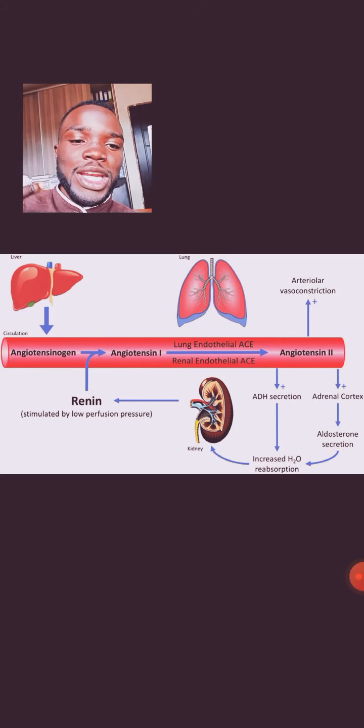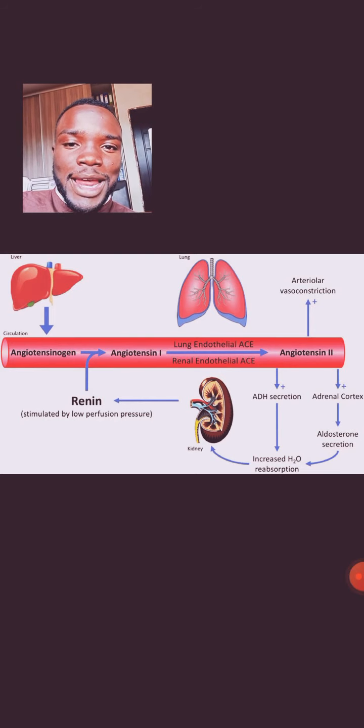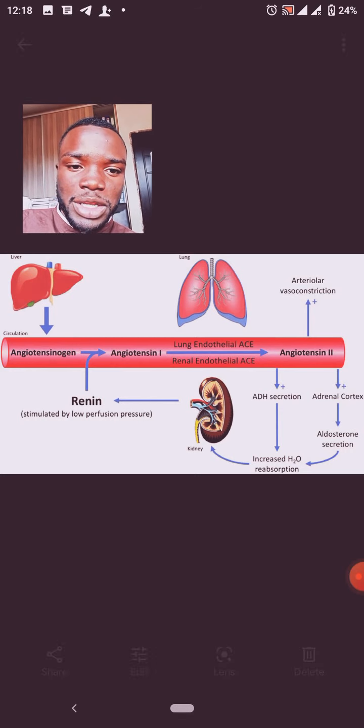Number one, when it goes to the blood vessels, it makes them undergo vasoconstriction, meaning that the blood vessels will constrict, thereby increasing the blood pressure. You see? So that's how hypotension, the decreased blood volume, is regulated.